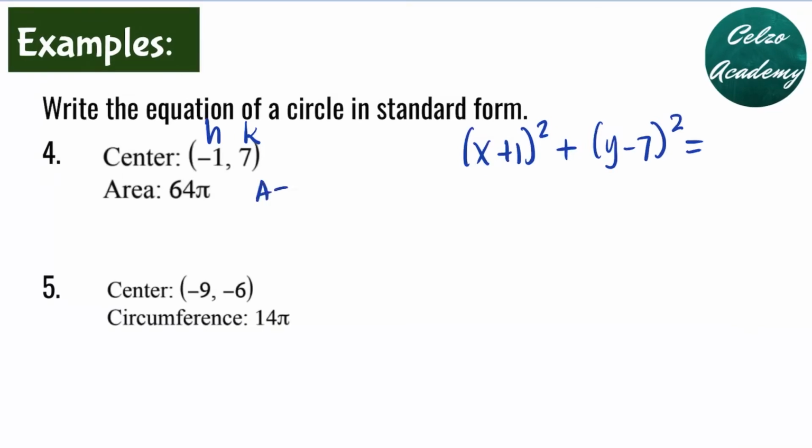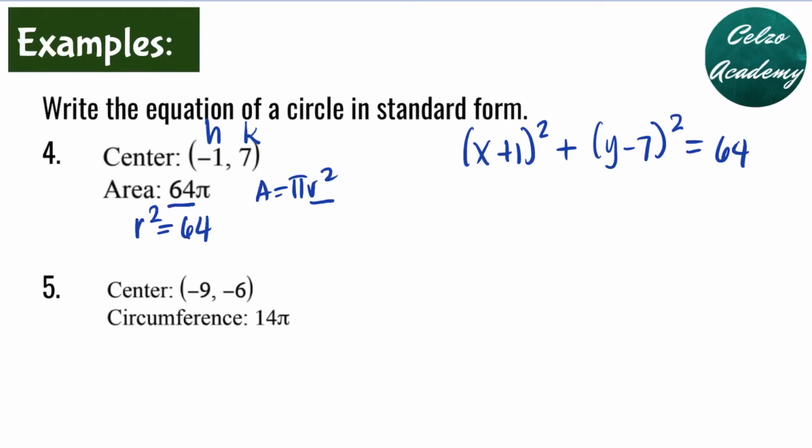Now recall that area is equal to pi r squared. So this means that the number before the pi, the 64 here, refers to the value of r squared. Again, r squared is equal to 64. So the answer for question number 4 is (x plus 1) squared plus (y minus 7) squared is equal to 64.